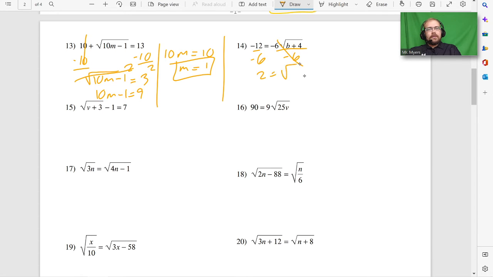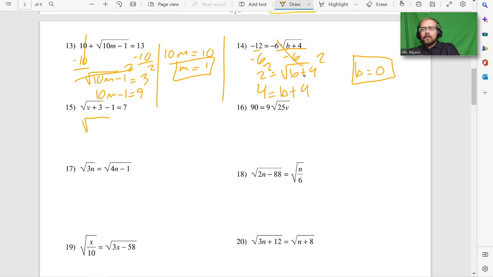So now we're going to divide by negative 6 for the next one. We get 2. Square both sides. 4 is equal to b plus 4. If we subtract 4 on both sides, b is actually equal to 0. Looky there. I kind of want to check that. If b is 0, you would do 0 plus 4 is 4. Square root of 4 is 2. 2 times negative 6 is negative 12. Yeah, that works.